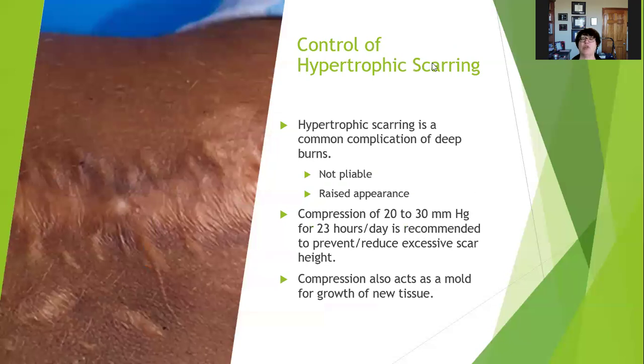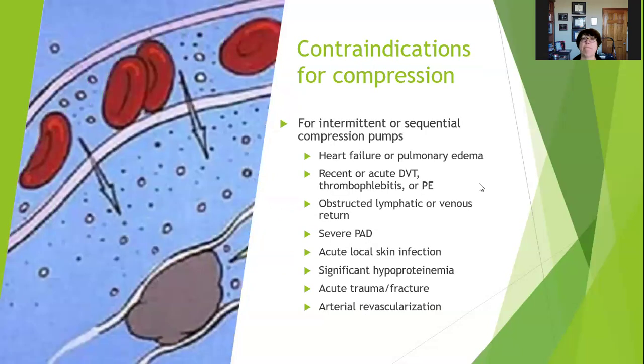If you have burns or other causes of hypertrophic scarring, it's a common complication of deep burns. The scar is not pliable, it has a raised appearance. Compression of 20 to 30 millimeters of mercury for 23 hours a day is recommended to prevent or reduce excessive scar height. The compression also acts as a mold for the growth of new tissue. So you want to prevent hypertrophic scarring as much as possible and reduce excessive scar height, and compression is basically an easy way to do it.